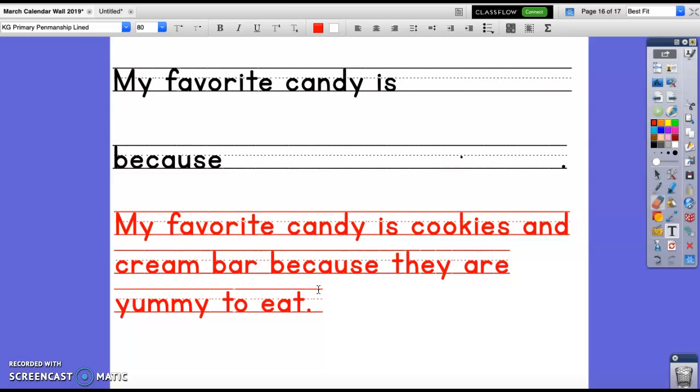And you can send me a picture on Dojo on your portfolio of your writing.